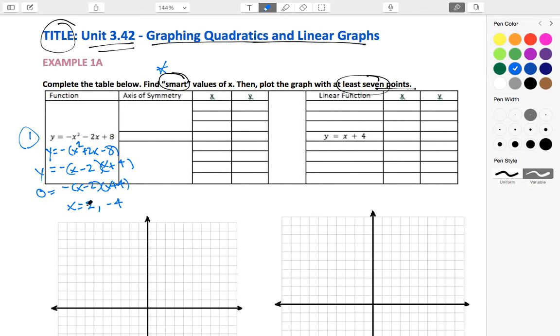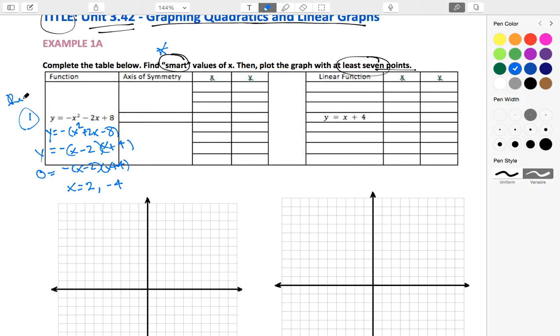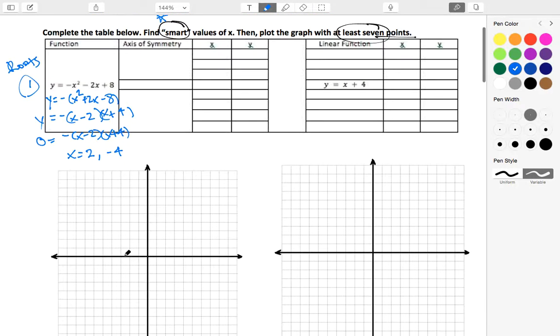The whole point of finding the roots is so we can graph them and see them. So we can graph the roots already. We can find 1, 2, 3, 4. This is negative 4, so negative 4, 0, and then positive 2, 0. Those are our roots.